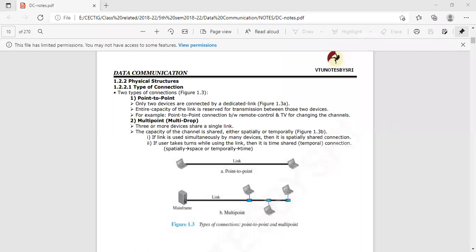So two devices can be connected having the full efficiency and the full functionality of the dedicated link, where they can share the information or transmit the information.